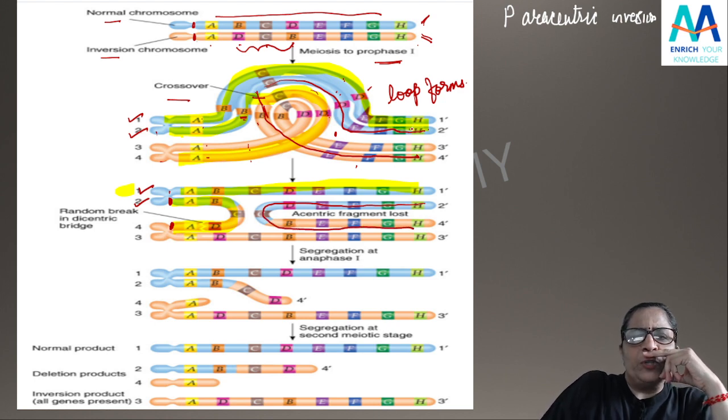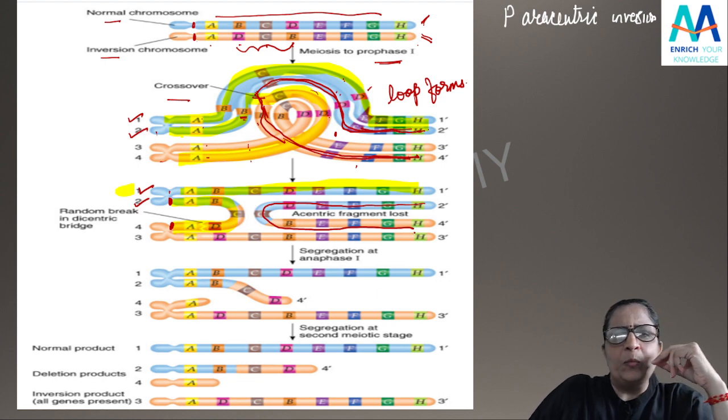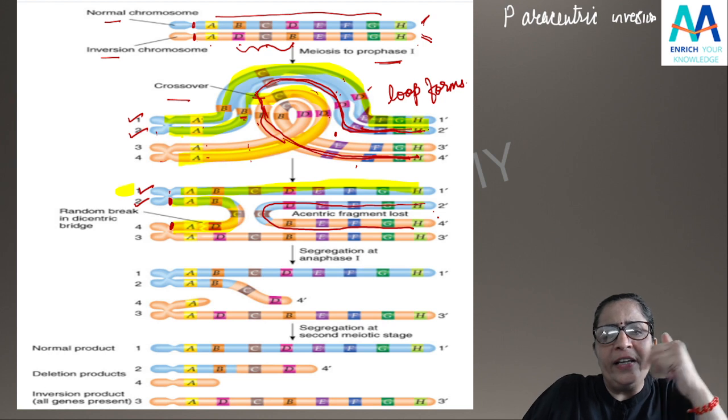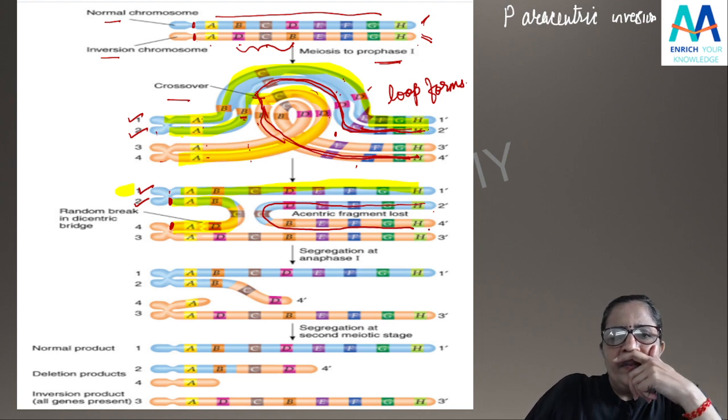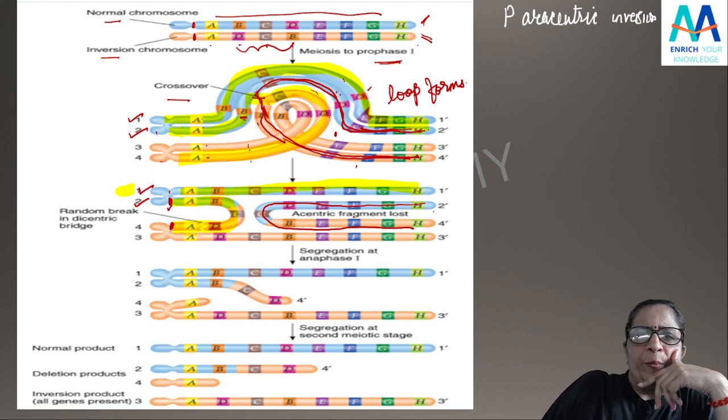ये वाले जब after this whatever it is forming, can you see any centromere here? In this crossover there is no centromere involved. Centromere तो आया ही नहीं है. यहाँ पे 2 आ गए, यहाँ पर एक भी नहीं आया.